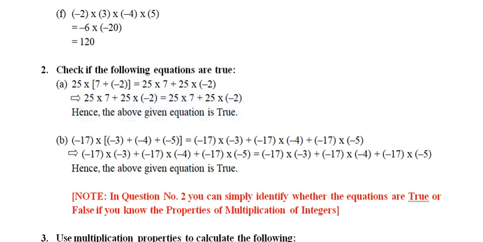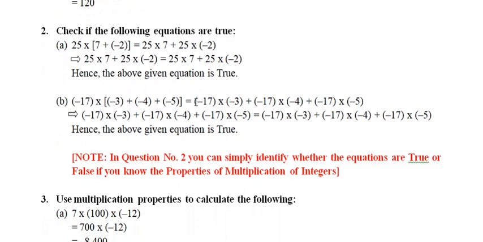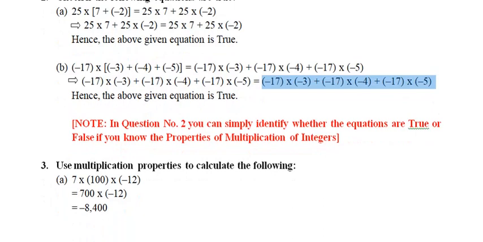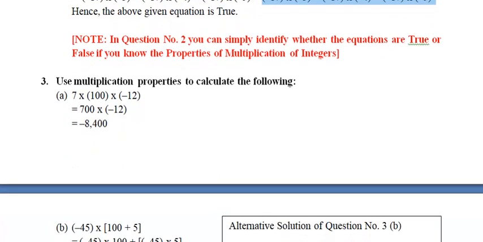Now the same thing will be applied for the next question. We have to open this bracket, and when we open it, we will get the same equation. So minus 17 into minus 3, plus minus 17 into minus 14, plus, because there is a plus sign here, minus 17 into minus 5. They are matching. Hence, the given equations are true.